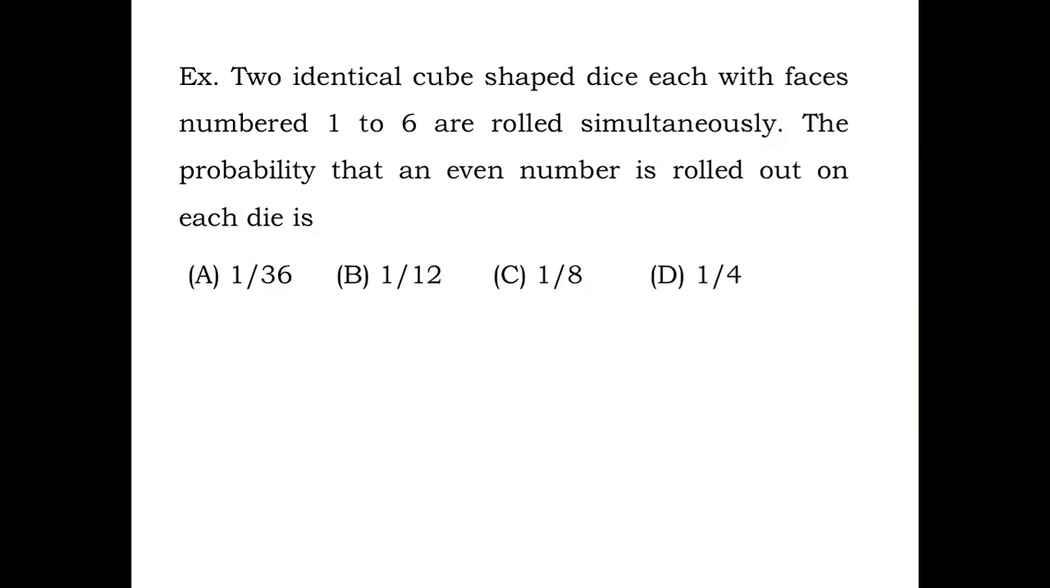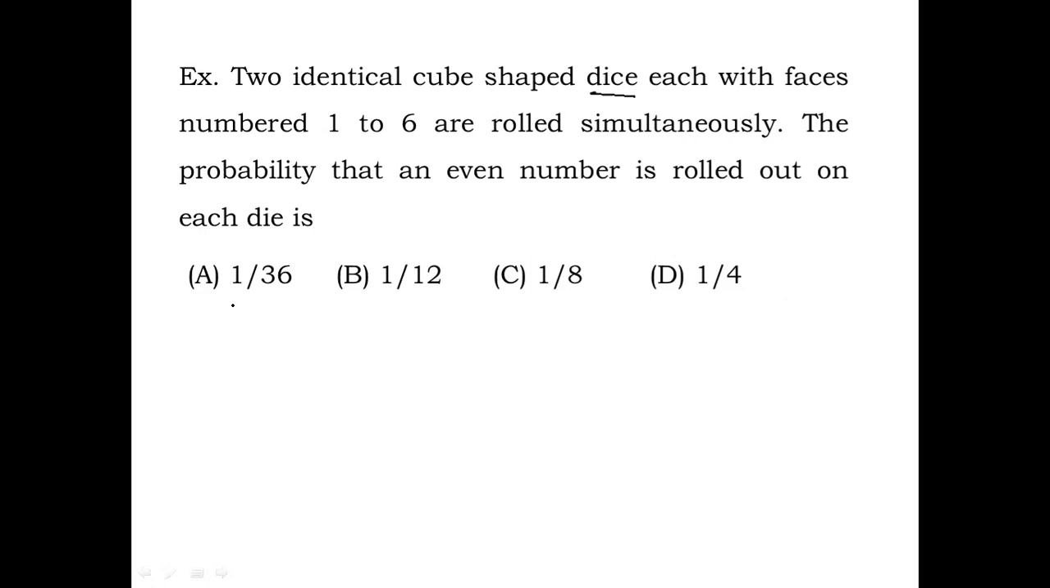Two identical cube shaped dice. Dice is the plural form of a die. So there are two dice. Two dice are rolled together. The probability that an even number is rolled out on each die.